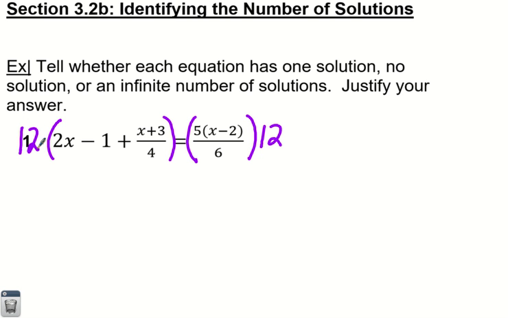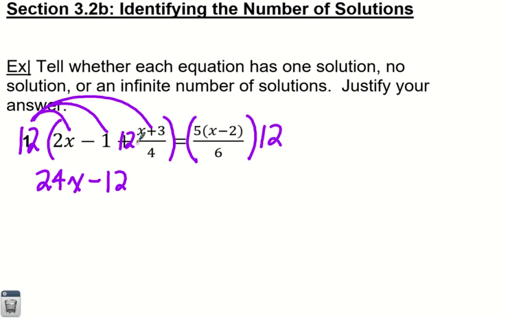And again, the reason I'm doing that is I want to cancel out these denominators, and I don't want any more fractions involved in my equation. So on the left, this needs to be distributed. So 12 times 2x gets me 24x. 12 times minus 1 is minus 12. And here's where it might get a little bit weird. 12 times this whole fraction. When I do that, I'll just write the 12 right here.